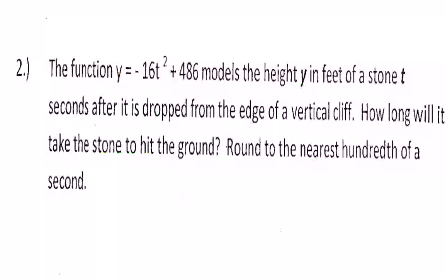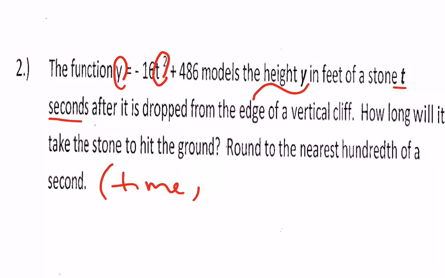Look at problem 2. The function y equals blah models the height y in feet of a stone t seconds after it is dropped from the edge of a vertical cliff. How long will it take the stone to hit the ground? Round to the nearest hundredth of a second. So I need to write my ordered pairs. What is in the place of x? T, which is seconds, so we're talking about time again. And what is in the place of y? Well, it's y, but what does y represent? Height. So my ordered pairs give me time and height.